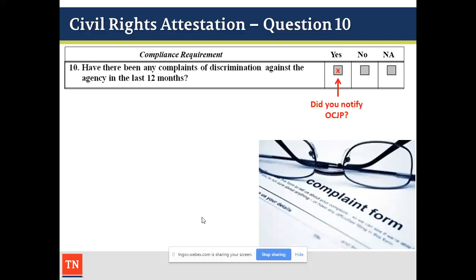The 10th question asks if there have been any complaints of discrimination against the agency in the last 12 months. I know there's an NA there, but that's no longer an option. You either have to answer yes or no. And if you did have any complaints, did you notify OCJP? So that's something that we would have to get more information on if you did have any complaints.